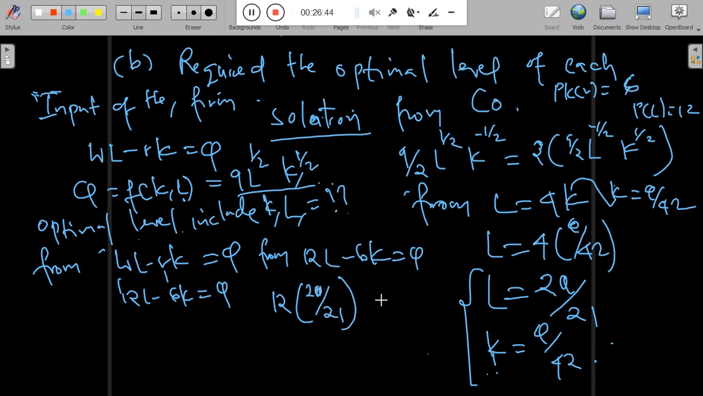And if you decide to prove them, you may plug into the budget production function, that is 12L minus 6K is equal to Q. You observe that they bring the same answer of Q.